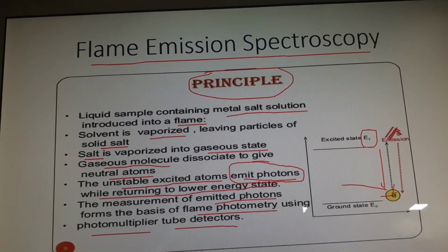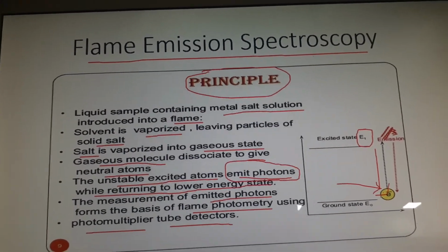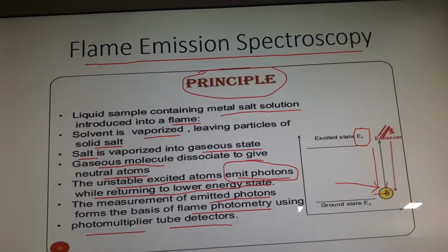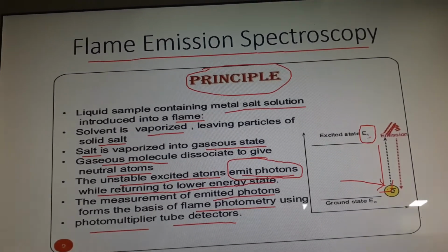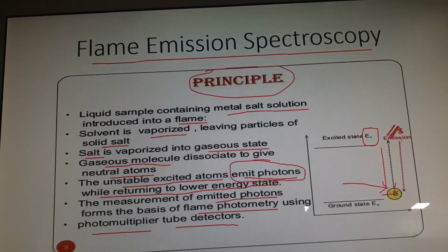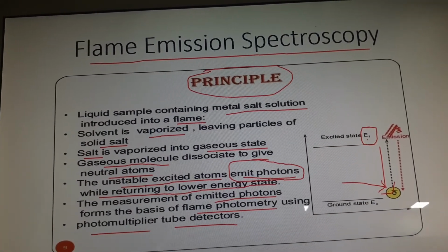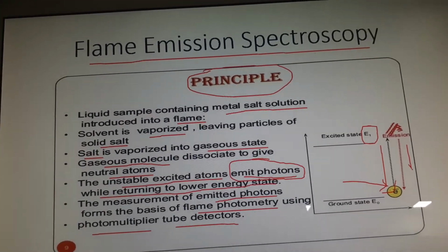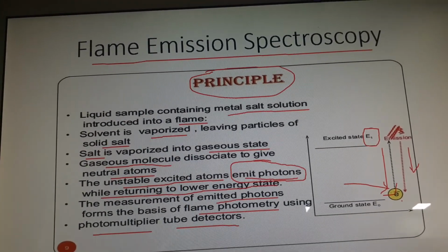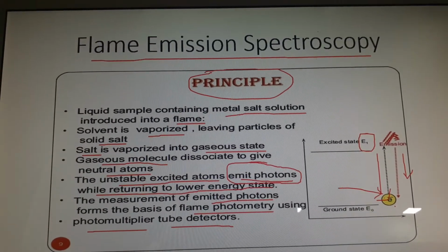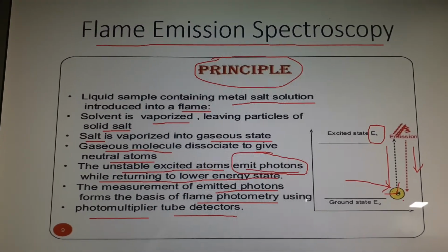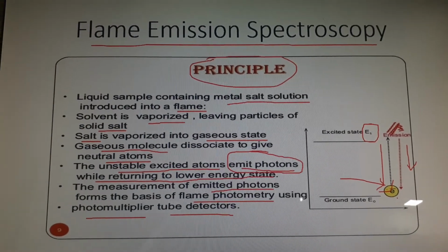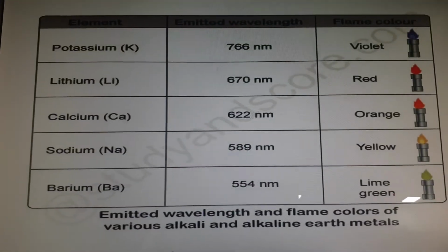Because of the heat, the electron absorbs the heat and gets uplifted to the next excited state. Now the electron cannot remain for a longer time in the excited state, so it comes back downwards to the ground state by emitting photons of a particular wavelength. This is what flame emission spectroscopy is based on. I hope it is clear to you.